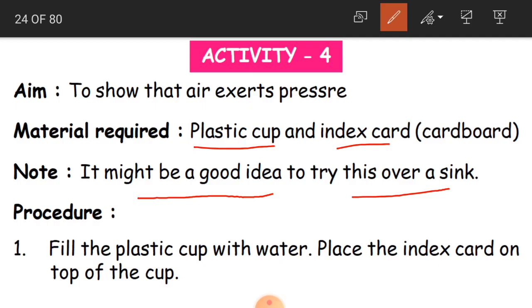So it is better we do it in our sink or in our wash areas. Okay, children? So what is the procedure? Fill the plastic cup with the water. First, take a plastic cup and fill it with water and place the index card on the top of the cup. Now, this is just like a magic for you.